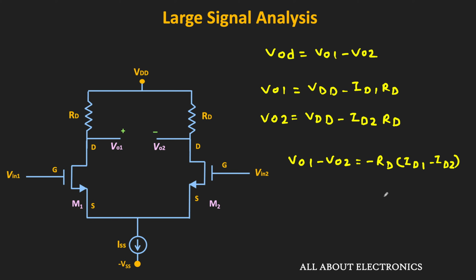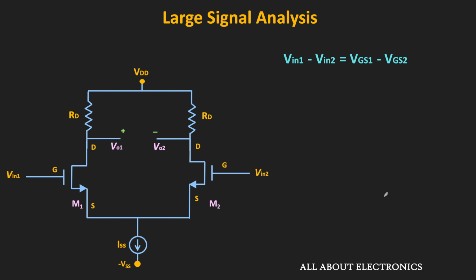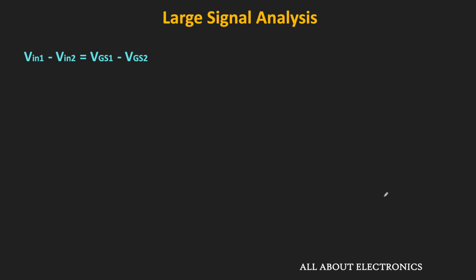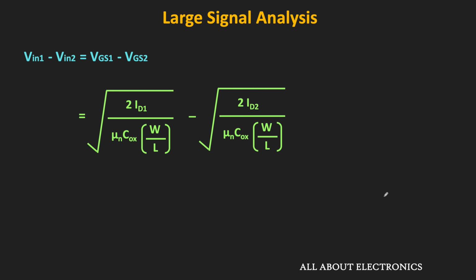So from our earlier discussion so far, we know that this Vin1 minus Vin2 is equal to VGS1 minus VGS2. And we also know how to write this VGS in terms of the drain current. That means this VGS1 is equal to square root of 2 ID1 divided by (mu n times Cox times W by L) plus Vth. And similarly, we can also write this VGS2. That means this Vin1 minus Vin2, or this VGS1 minus VGS2, can be written like this.